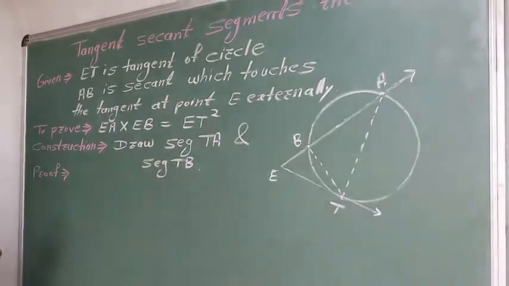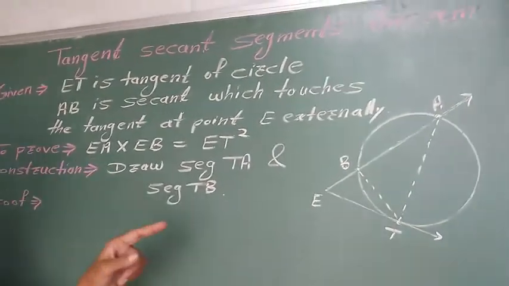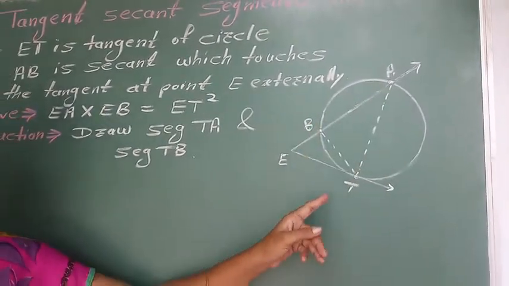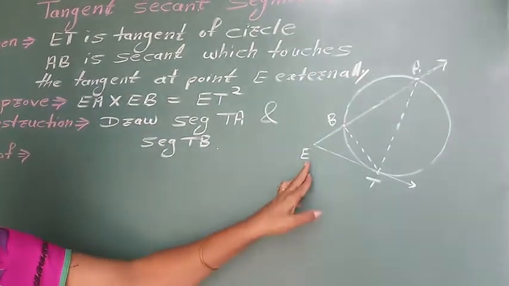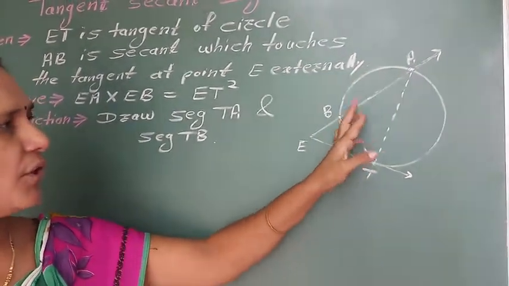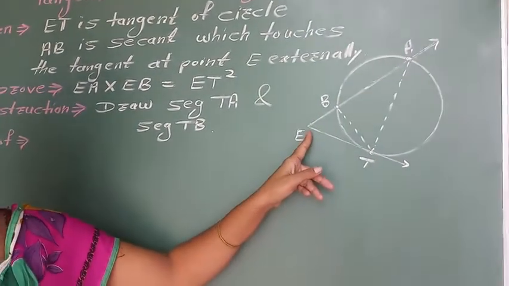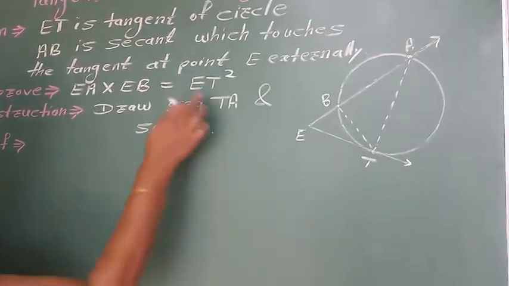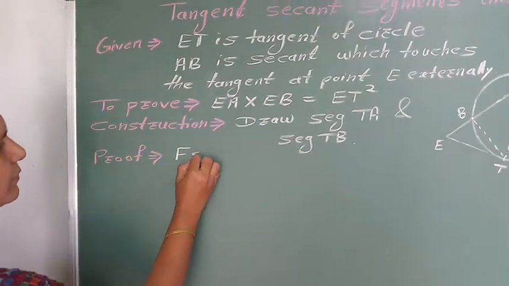Now for this, we first draw segment TA, and we also draw segment TB as shown in the figure. Here ET is a tangent and AB is a secant, which touches the tangent at point E externally. Now for the proof, we are given that ET is tangent.